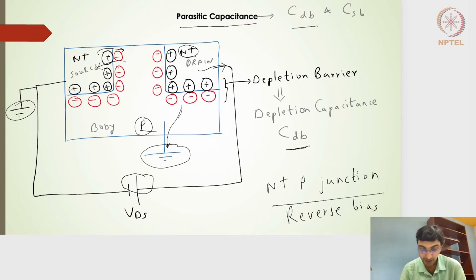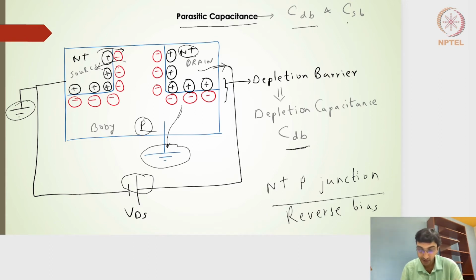So the majority carriers in the n plus region, which are nothing but the electrons, will move to the other side, thereby leaving the positive immobile ions on this side. Similarly, the holes will move to the other side, leaving behind the negative immobile ions on the other side. Thereby this forms a depletion barrier or a depletion capacitance.